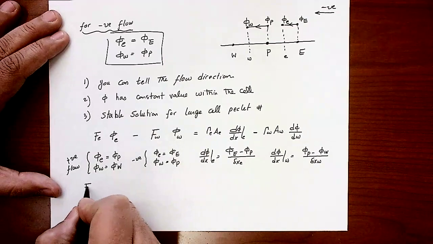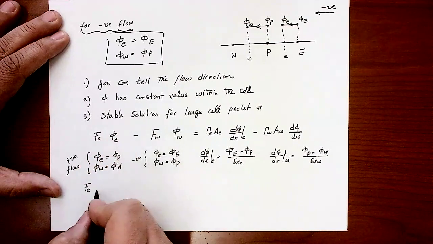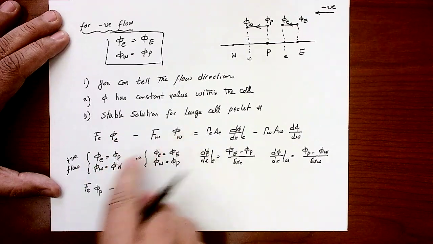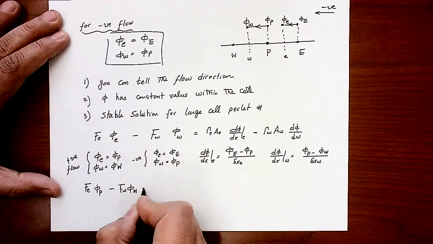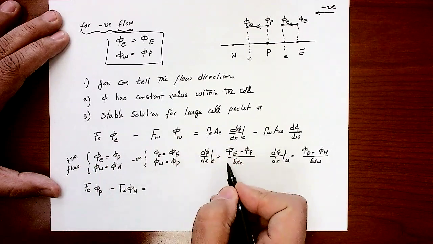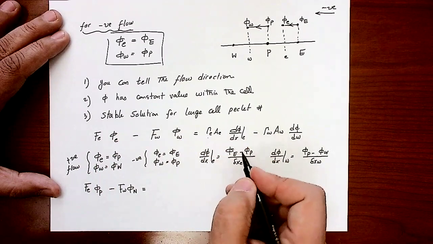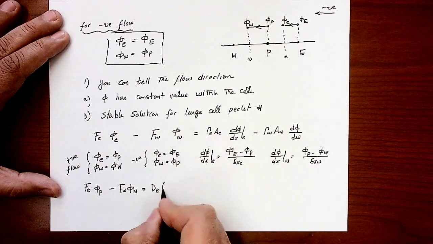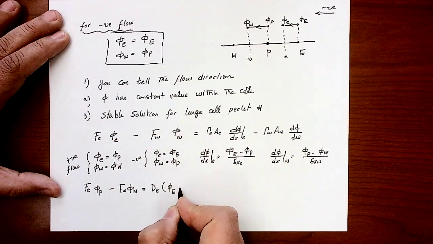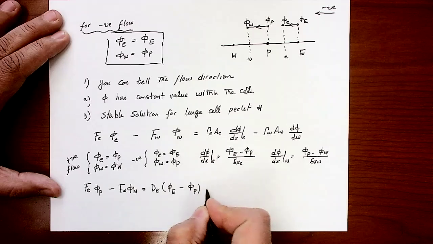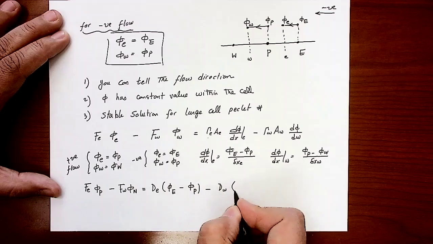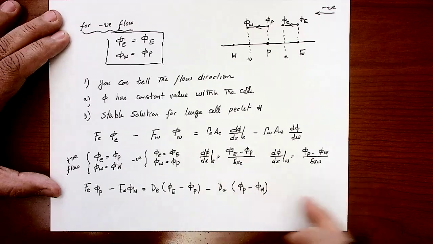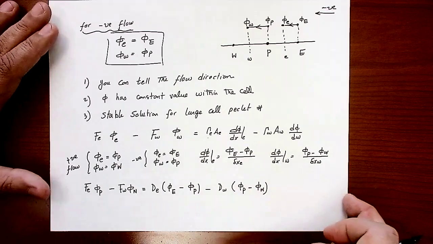So what I'm going to have is F east, and phi east will be replaced by phi P, minus F west, where phi west would be replaced by phi capital W. It's equal to kappa east A east, and I would replace that gradient by this term. So I would have D east, which is kappa A over delta x east, multiplied by phi capital E minus phi P, minus D west multiplied by phi P minus phi west. And you could have a source term or not, depending on the problem here.